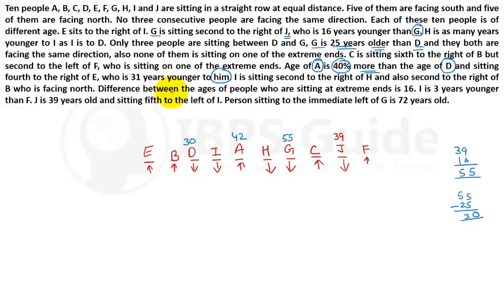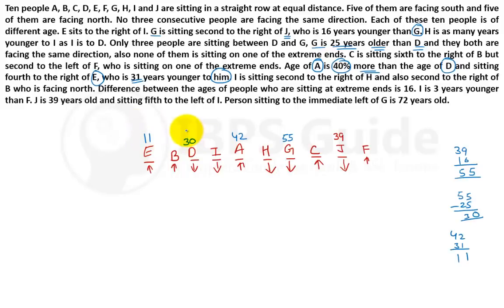We are comparing with A's age. E is 31 years younger to him. E is younger by how many years? 31 years. So 42 minus 31: 2 minus 1 is 1 and 4 minus 3 is 1, so 11 years. Who is 11 years? E is 11 years.